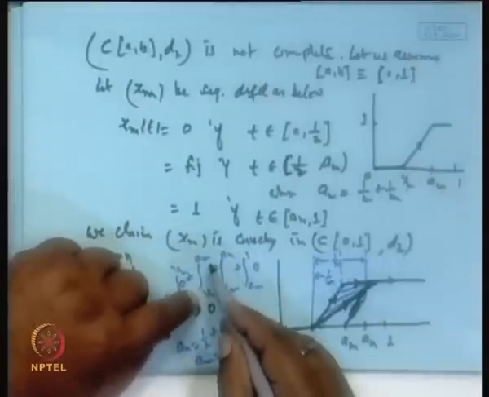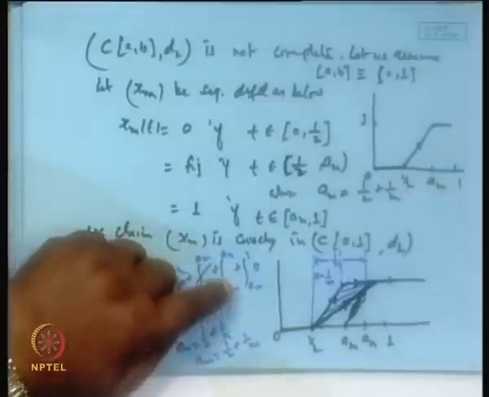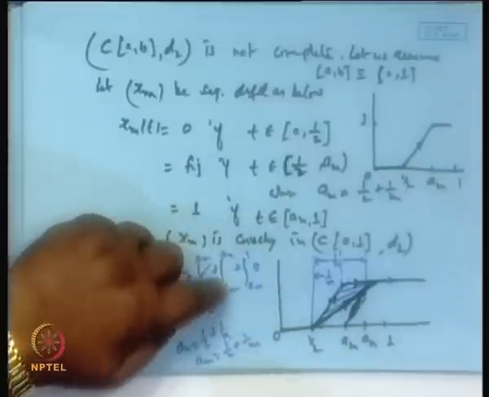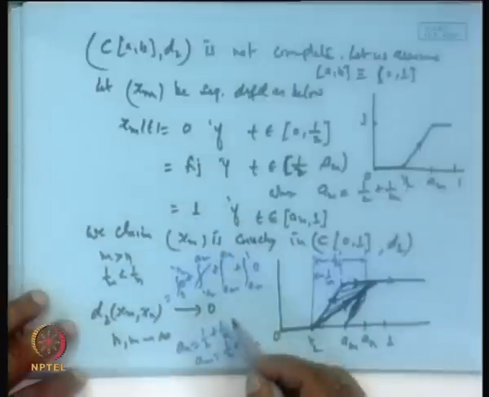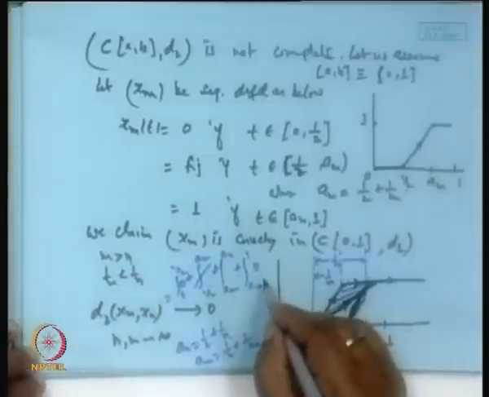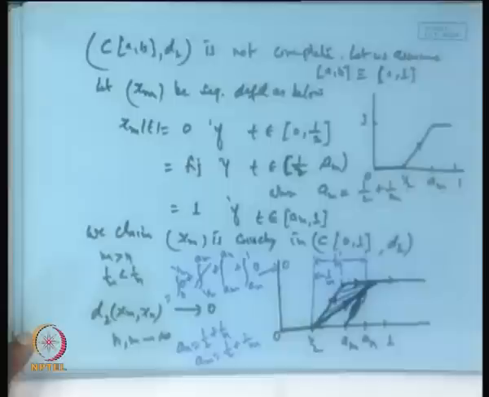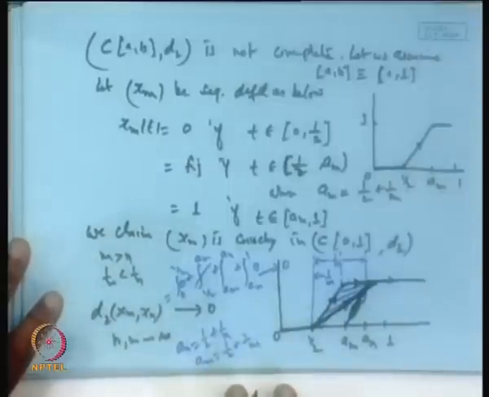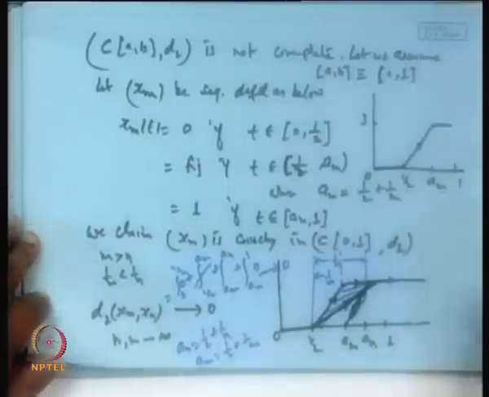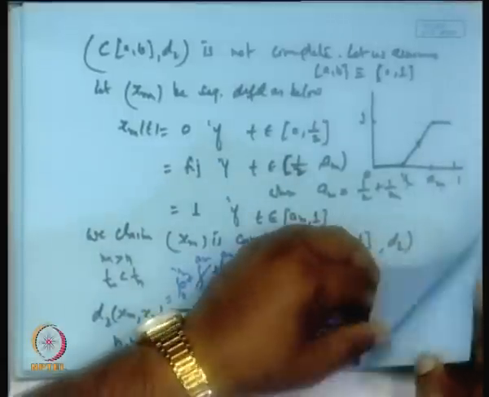So, this part will be 0. When n and m go to infinity, both are half and half. So, again this is 0. So, the total will go to 0, clear. So, that is why the total tends to 0. So, it is a Cauchy sequence, clear, okay, but it is not converging towards a continuous function.